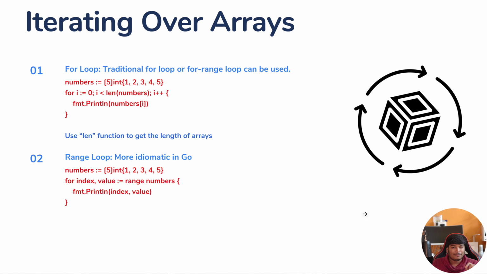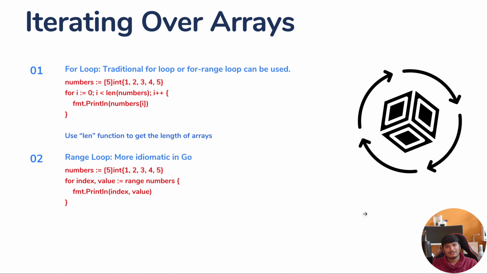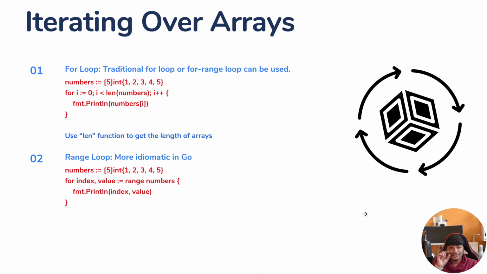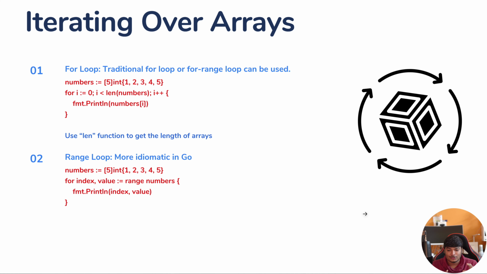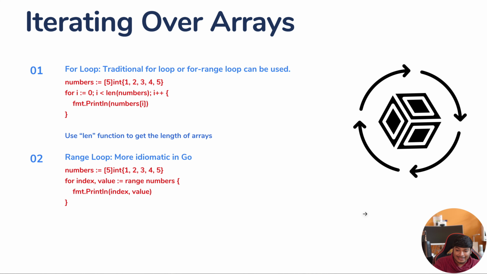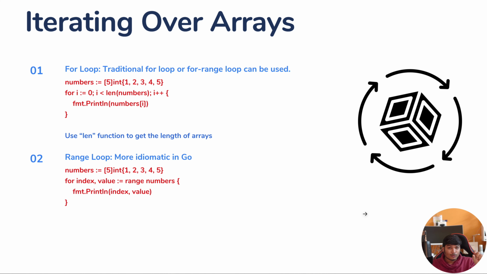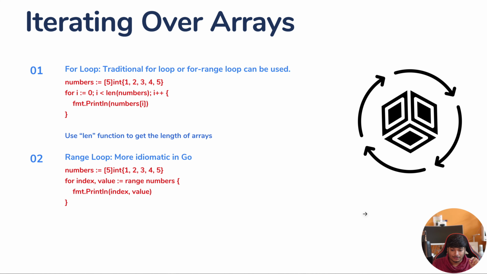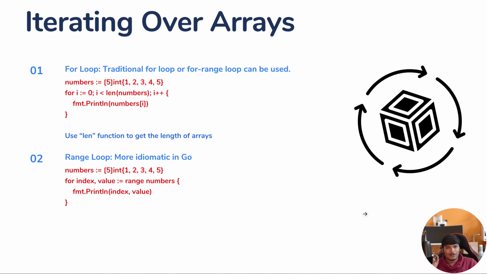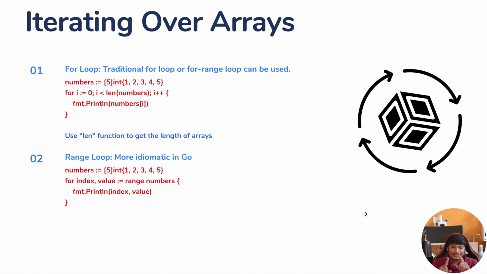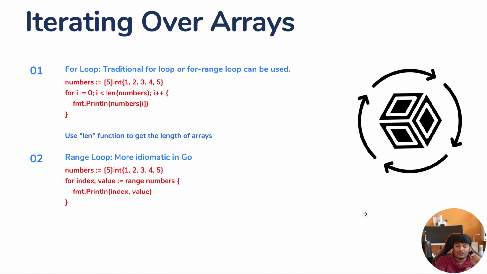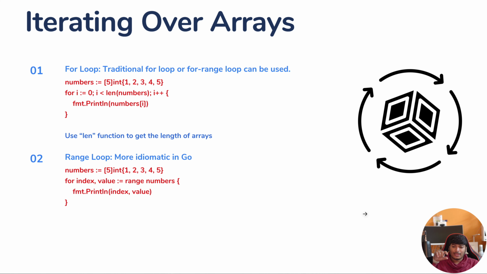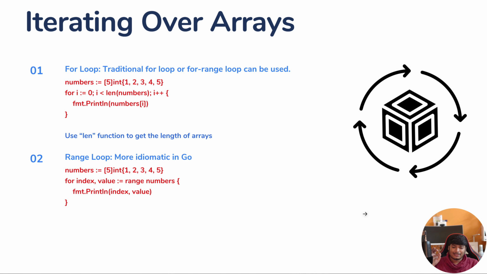So numbers equals again the same value: 5 integers, 5 elements we are assigning while declaring the values 1, 2, 3, 4, 5. Then the looping part, you're using the for loop of course, but for index, value := range numbers. So you are using the for keyword, then index and value. Index and value will come from where? The numbers. And it will loop through, and every time we'll just print the index and value.